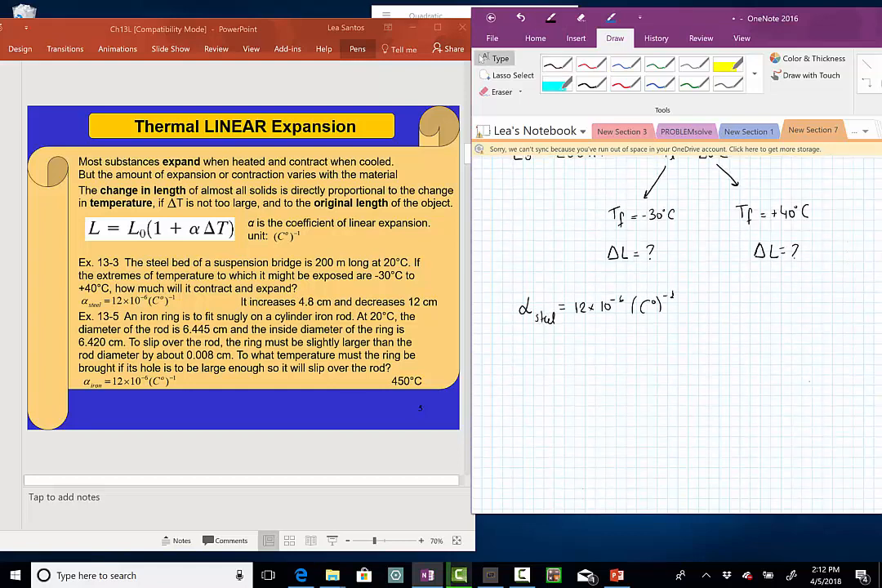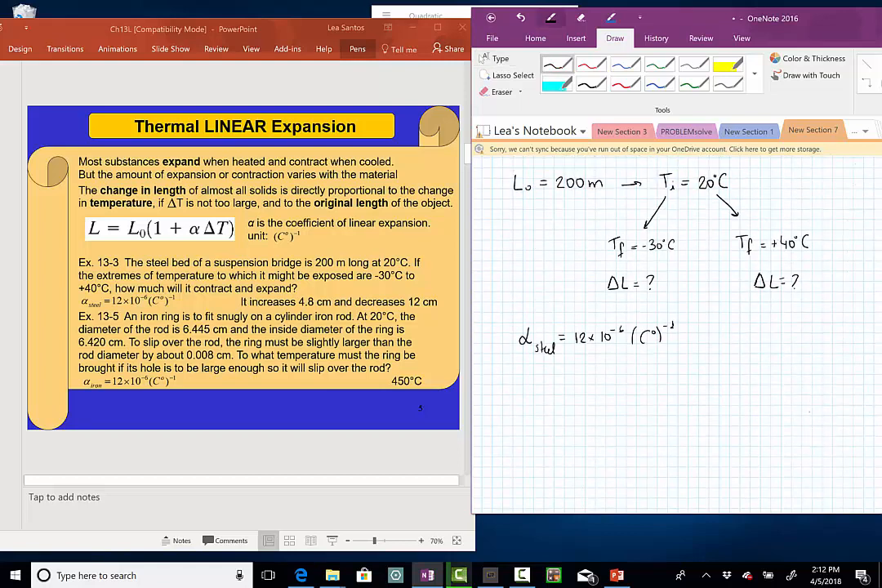But what is the idea? Well, to find the delta L, we have the expression. So let's put here the delta L for contraction. What are we going to put here? We are going to use the alpha, this value here. So we have the alpha, I just put it here.